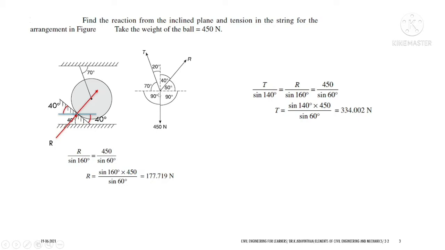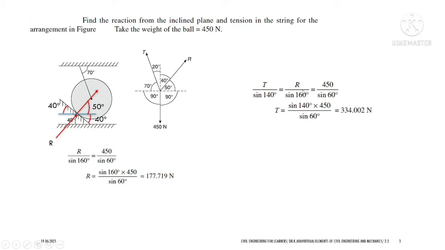So we know the three forces and the angles are known. If this is 50 degrees, the rest will be 40, and 90 minus 70 will be 20 degrees. Okay, so we have identified all the components, and let us use Lami's theorem in order to find the tension and the reaction. So T divided by sine 140, and R divided by sine 160, which is 90 plus 70, and 450 divided by sine 60 degrees, since 40 plus 20 is 60.